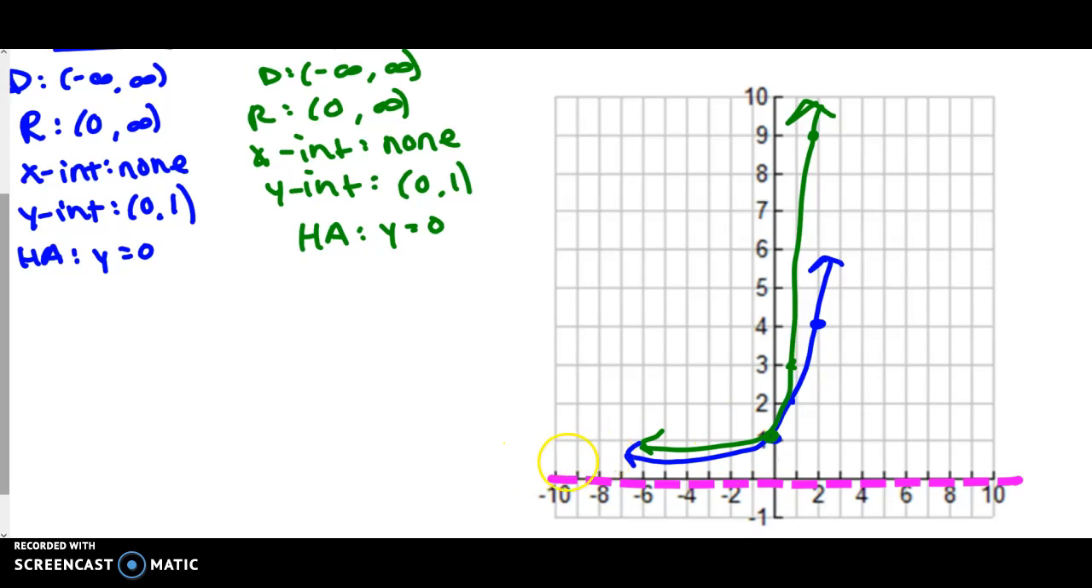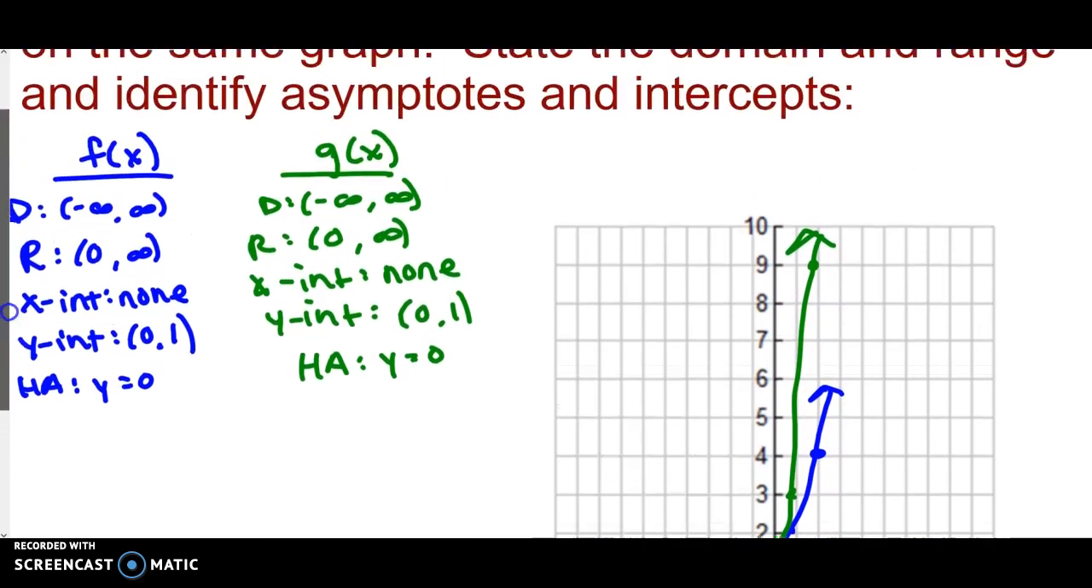And then, as we increase our x values, notice what's going to happen to our y values. They grow exponentially. Now, just comparing f of x and g of x, which one grows exponentially faster? The one that's in green here, the one that is 3 to the x in comparison to 2 to the x. And then you guys were asked to state these characteristics.